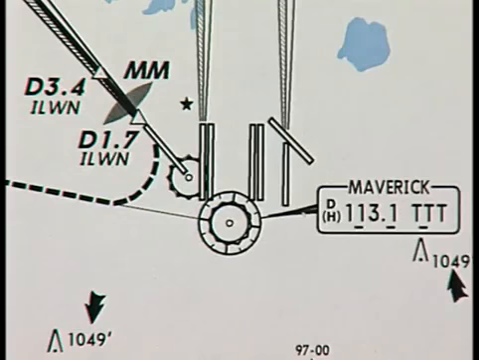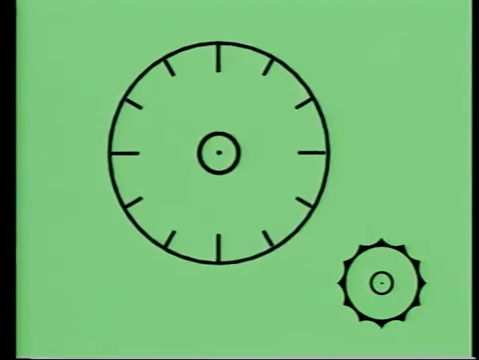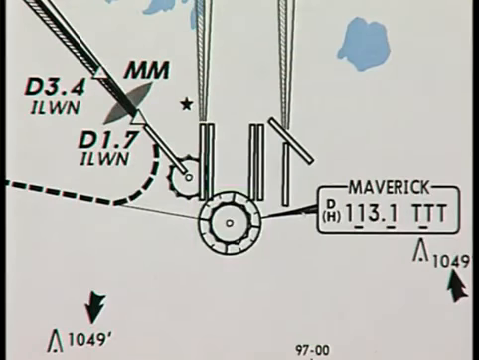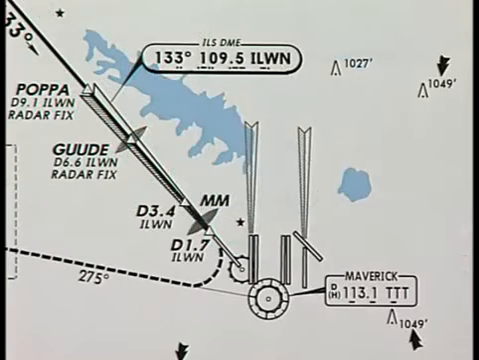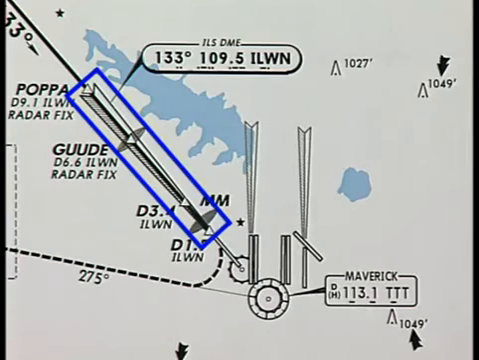Nav-aid symbols shown on the plan view are similar to those found on other Jeppesen charts. For example, a VOR is indicated by a compass rose. A TACAN or DME is symbolized by a serrated circle, and a VORTAC or VOR DME is represented by combining the two symbols. Localizer, ILS, LDA, SDF, and MLS course approaches are shown as a half-feathered arrow.